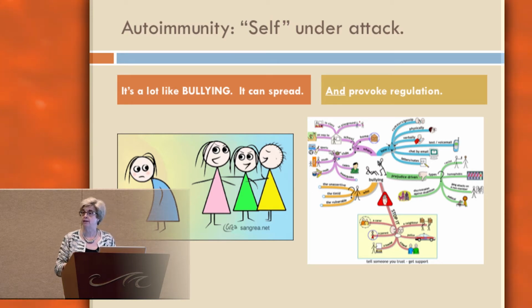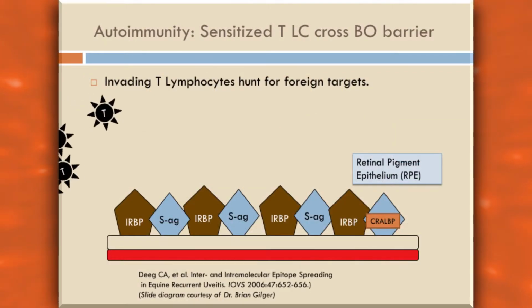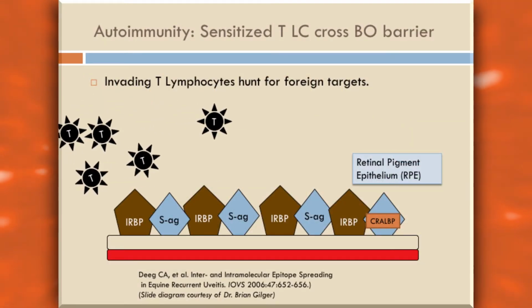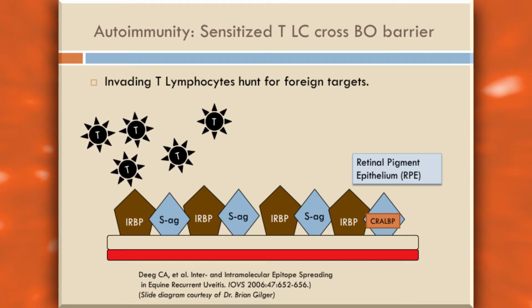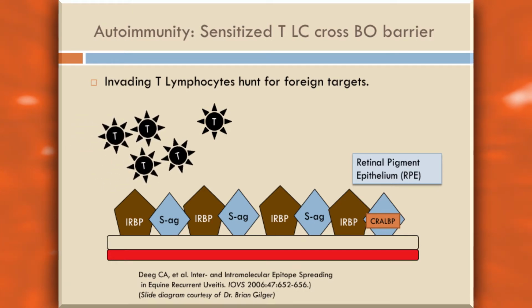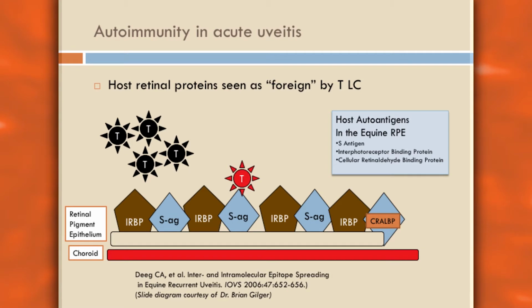And when bullying gets bad enough, somebody moves in to regulate it, and the same thing is happening in the eye. So this, I credit Brian Gilger for this little cartoon here. What's happening is a sensitized T lymphocyte is crossing the blood-ocular barrier, and not just 5 of them, but millions of them. And they're looking in and they're seeing all these targets, which are part of the retina. This is the retina down there. These are the common, very immunogenic antigens in the retina. And the red is the choroid. And they look and see these host proteins, and they're foreign, and they attack them. And you get your flare.